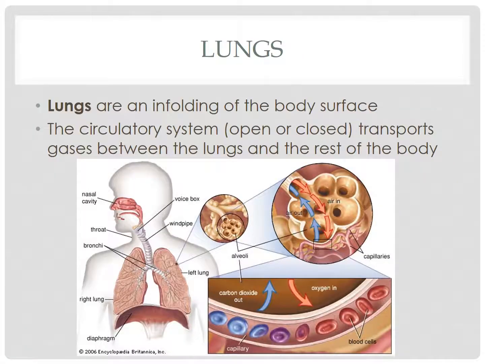So lungs, you guys are probably most in tune with. This has to do with an infolding of the body surface. Within your lungs, you have these little sacs called alveoli. Within the different alveoli, you're going to see that the carbon dioxide is in a high concentration inside of the blood, so it passes out, while the oxygen is in a high concentration in the air, so it passes into the blood. That way you're able to release the carbon dioxide and pick up the oxygen.